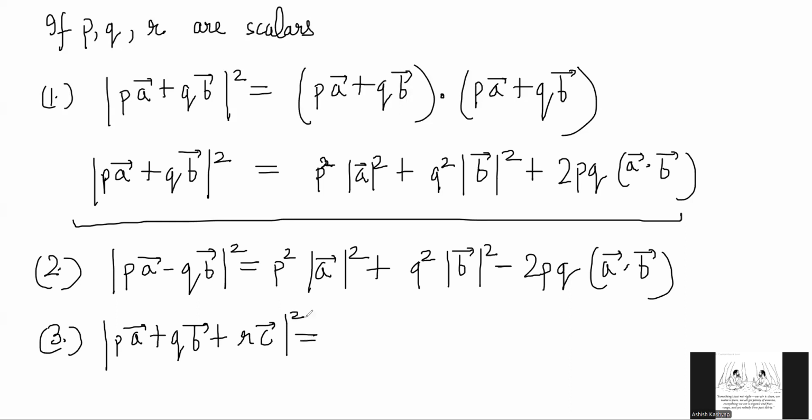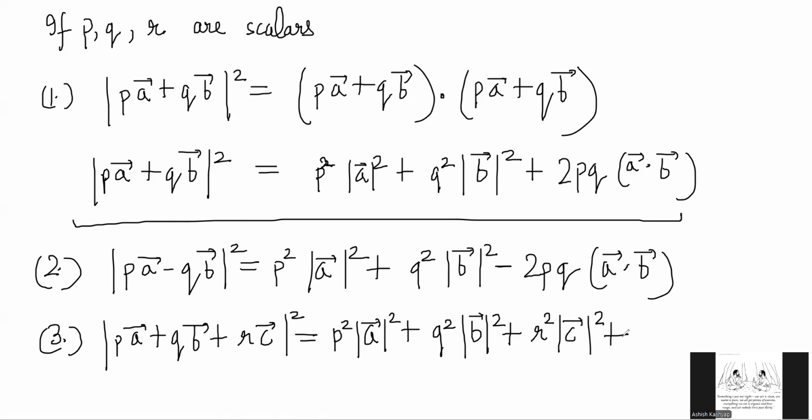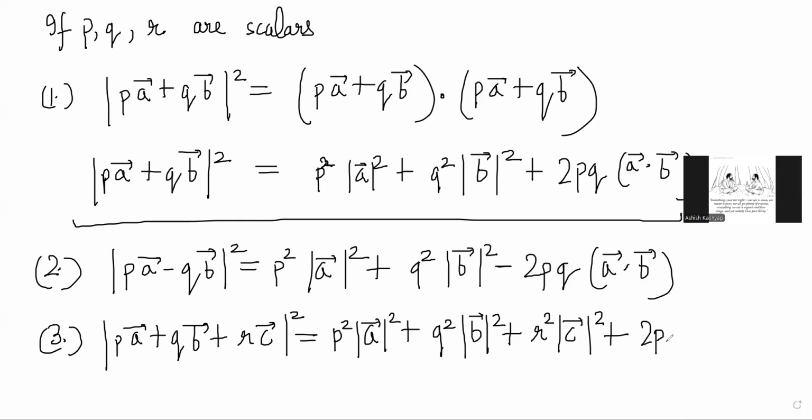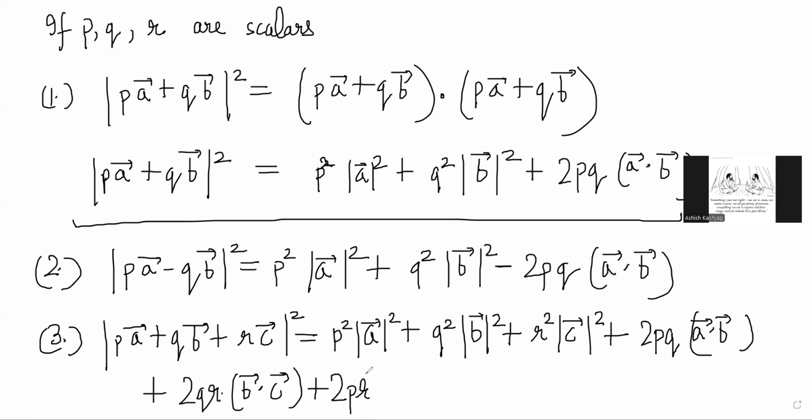So similar to the previous cases, we will get P square mod of A square plus Q square mod of B square plus R square mod of C square, plus now you'll get the three dot product terms. So it will look like 2PQ A dot B plus 2QR B dot C plus 2PR A dot C. So that becomes your final result from there, right?